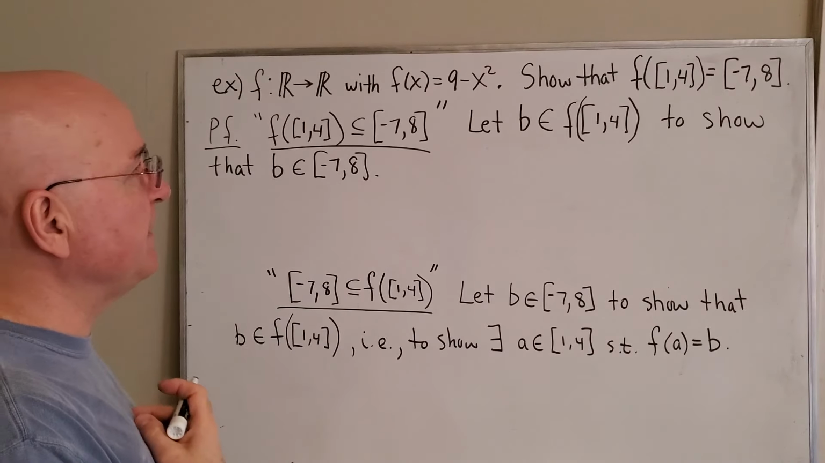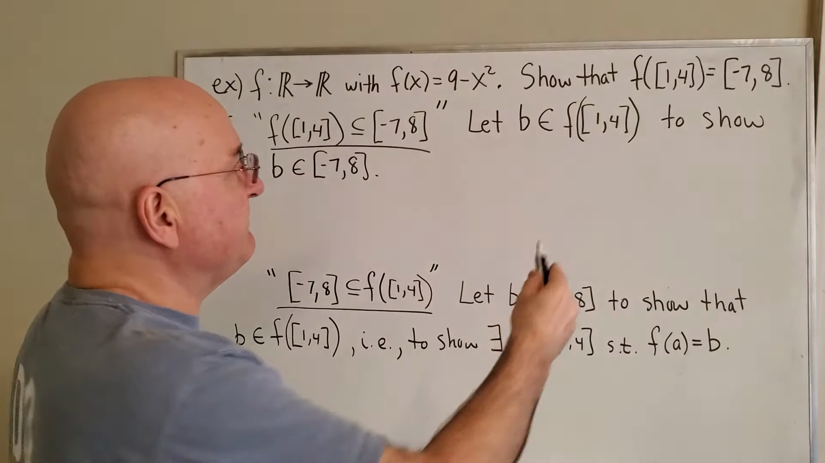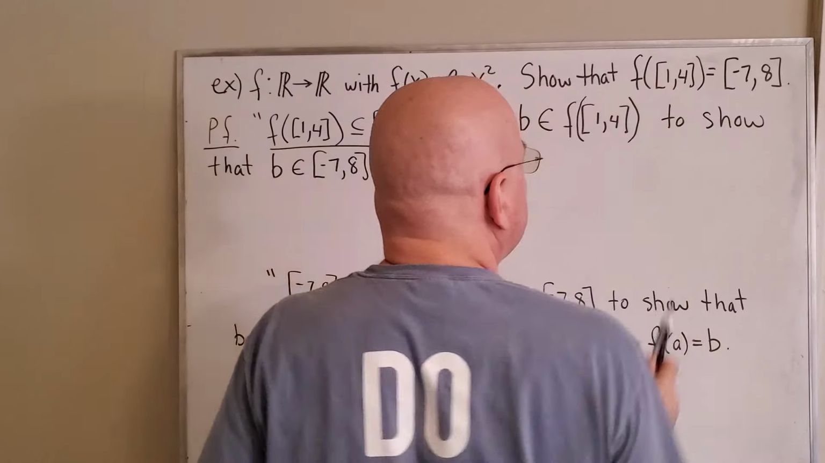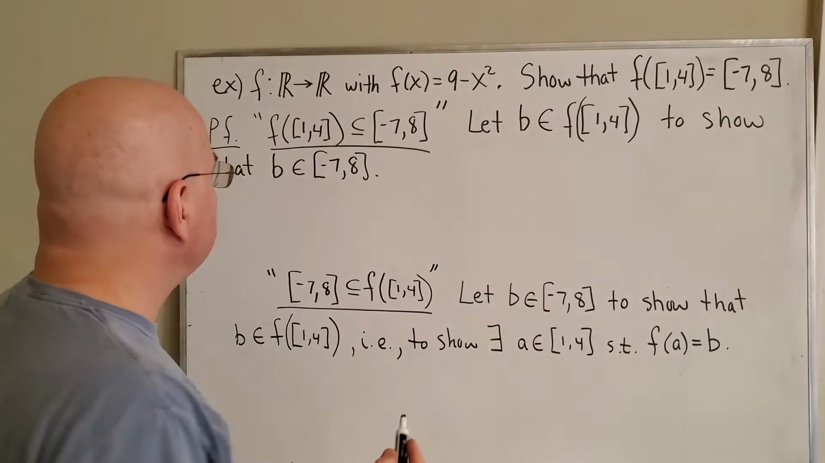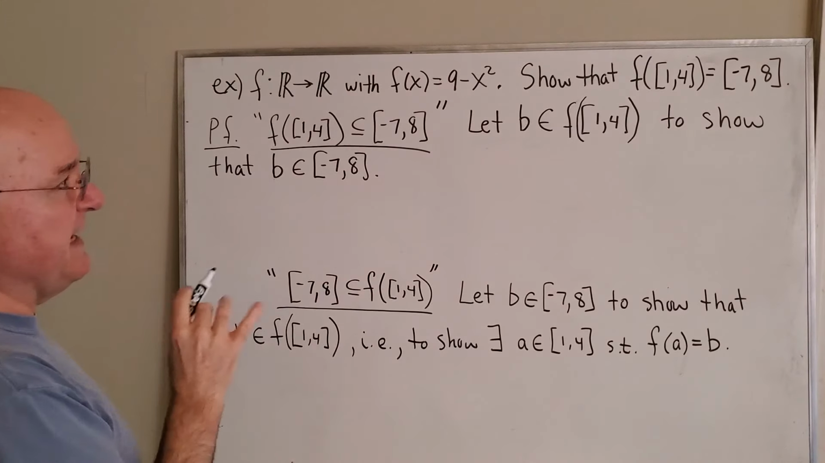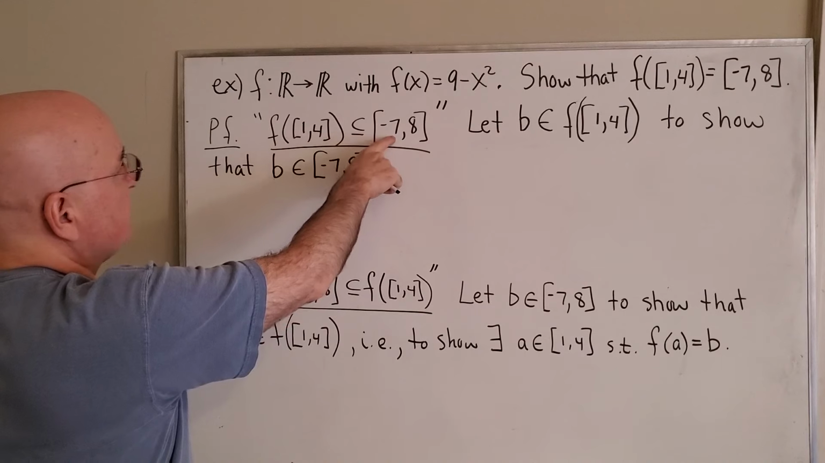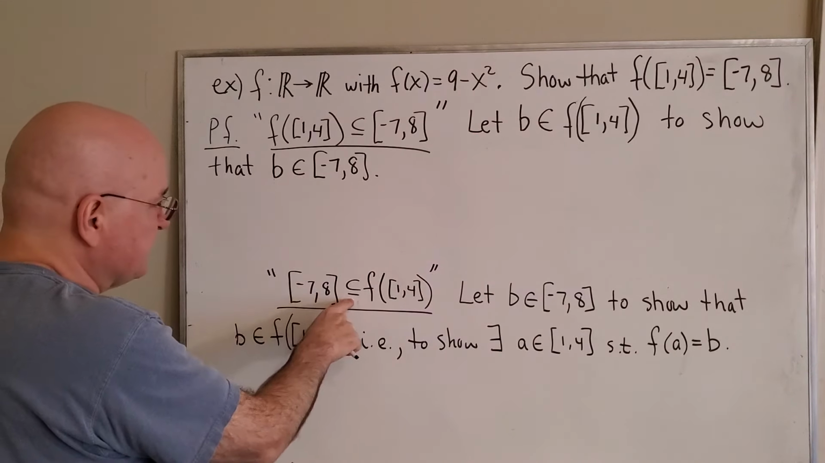Well, remember what it requires to show that one set is equal to another set. We have to show that the left-hand side is a subset of the right-hand side, and the right-hand side is a subset of the left-hand side. So these are my two cases. I've started them already. The first one is show the left is a subset of the right, and then show that the right is a subset of the left.